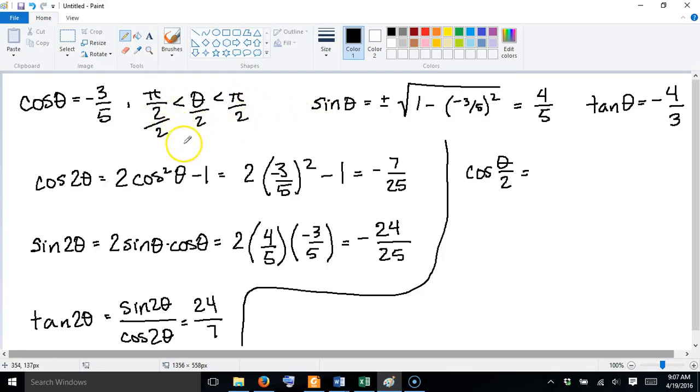We get pi over 4 is less than theta over 2, and it's less than pi over 2. This right here, pi over 4 to pi over 2, that means we're in quadrant 1. No, I just wrote 2. We're in quadrant 1.